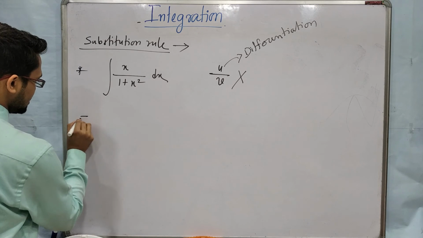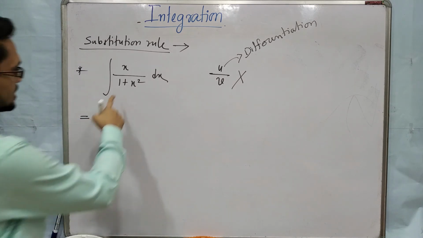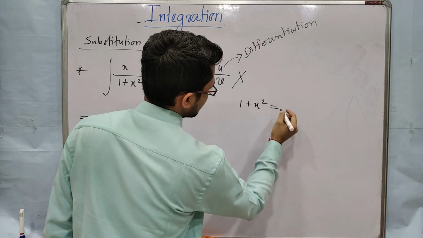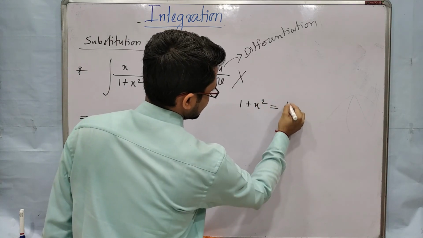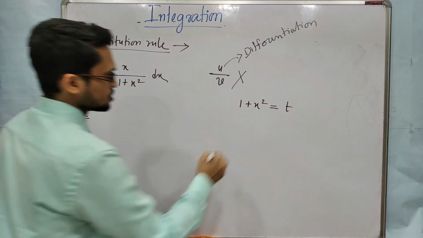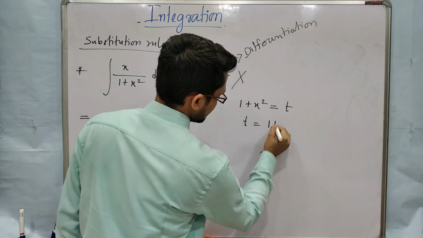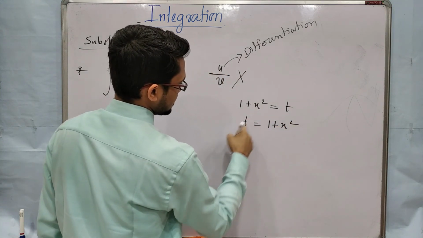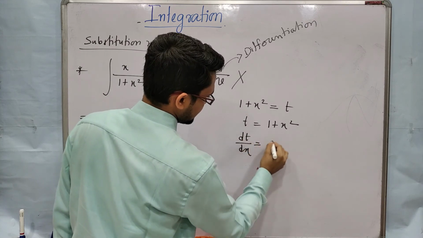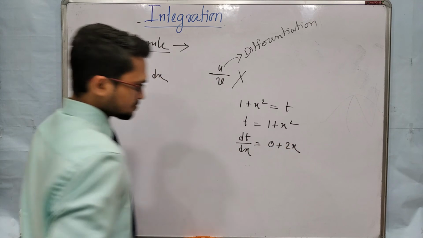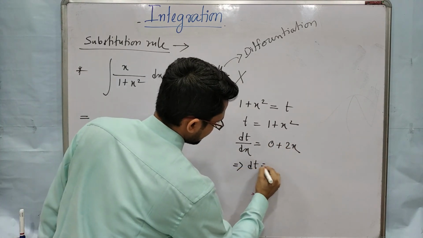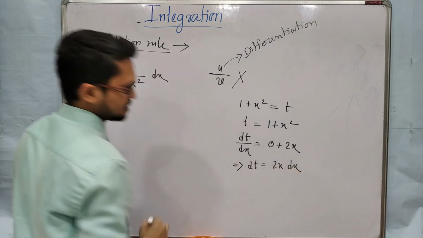How will you use that substitution rule? Here we will take 1 plus x square as any other parameter, suppose t. 1 plus x square equal to t. So t means 1 plus x square. Now differentiate this function with respect to x. So dt/dx will be what? 0 plus 2x. That means dt equal to 2x dx.